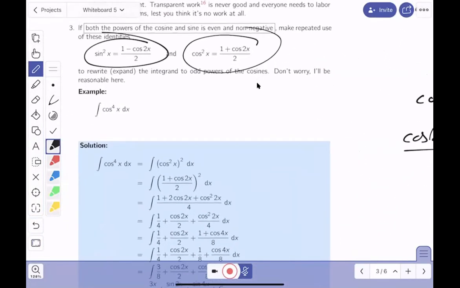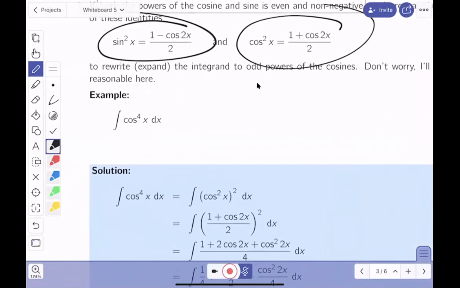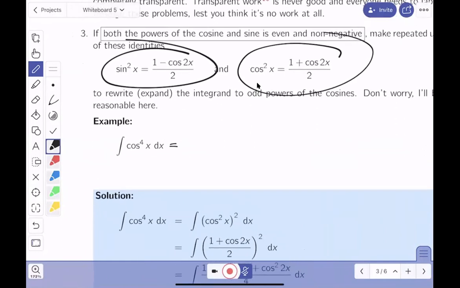All right. So what I want to do is see if I can do this problem here, with their recipe. So what did they say to do? Well, they said if both powers of sine and cosine are even, make those substitutions. I'm going to do that, but I noticed I got 2 of them. So I'll put them down for you.